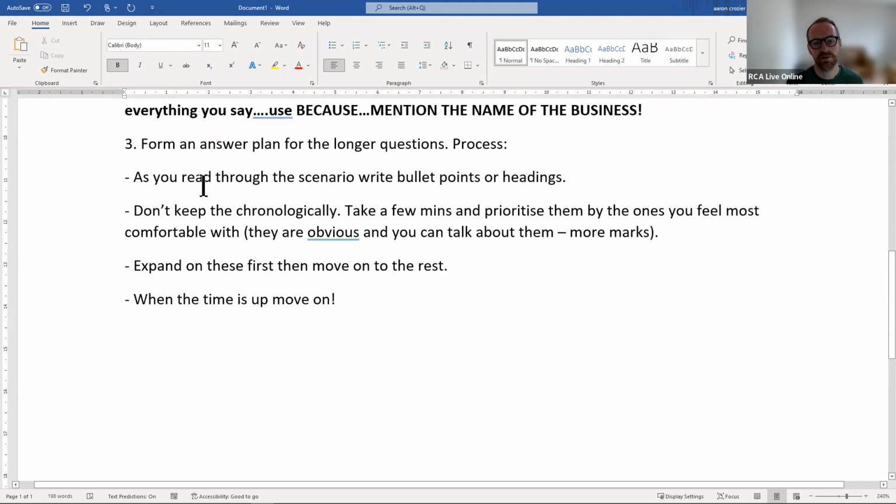Form an answer plan, read through it, write your bullet points. Those are your headings. Those are the things you're going to talk about. Prioritize them by the ones that are going to be on the mark plan. Expand on those, move forward through them, try to get up to a pass, and then try the rest. But once the time is up, you move on.